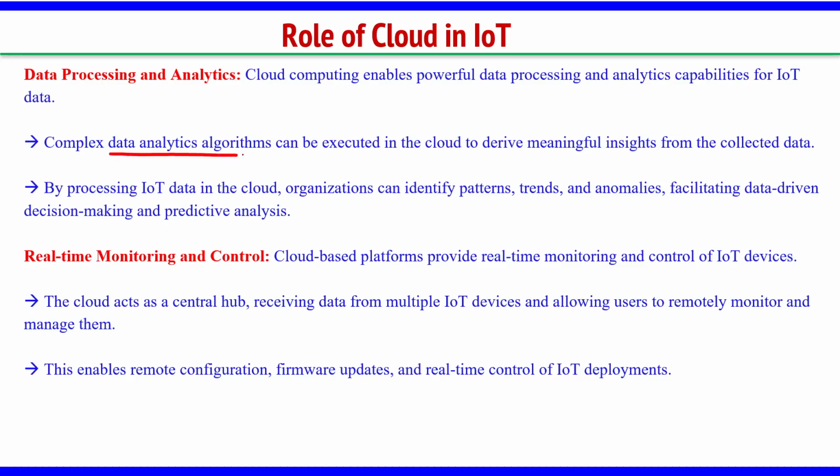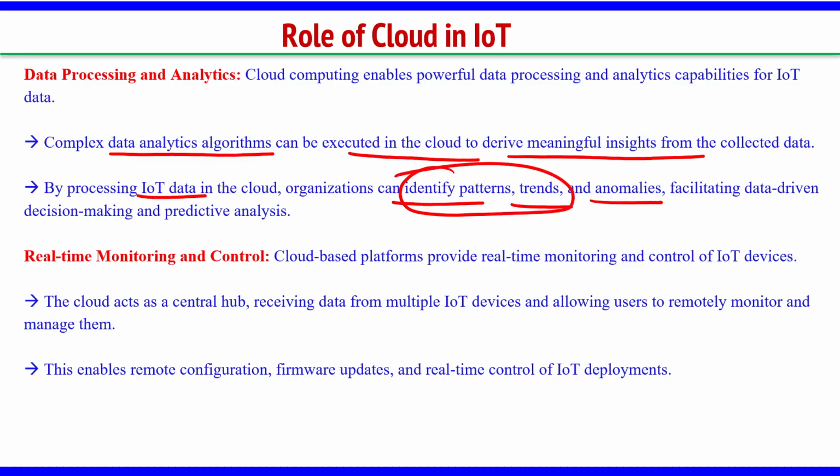Complex data analytic algorithms can be executed in the cloud to derive meaningful insights from the collected data. Say some data is coming continuously, and I want to derive some insight and identify some pattern. That can be done in the cloud, where I can execute those algorithms. By processing IoT data in the cloud, organizations can identify patterns, trends and anomalies. This is the most important thing, identifying patterns and trends.